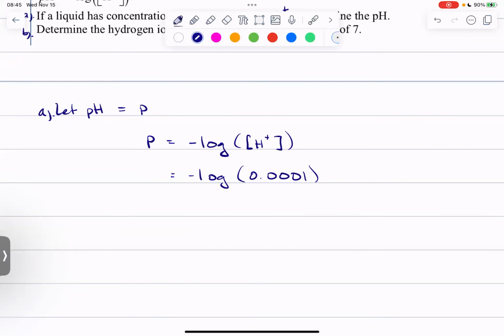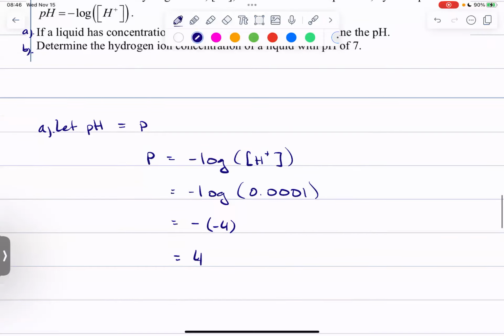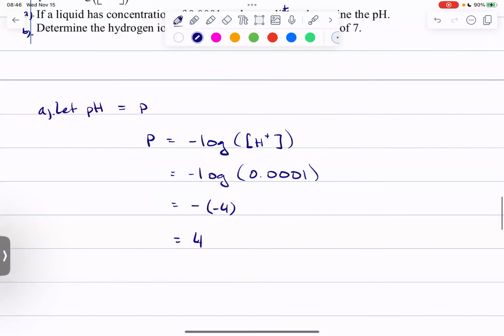And I get... making sure you keep that negative. Why? pH of -4 sounds terrible and unlikely. Did I do the right number of zeros, I wonder? 1, 2, 3, 4. Yes.